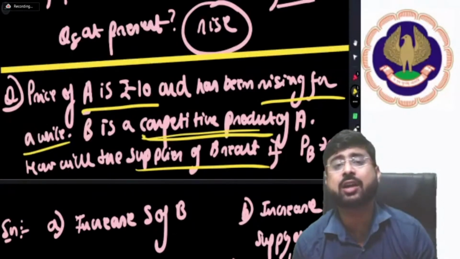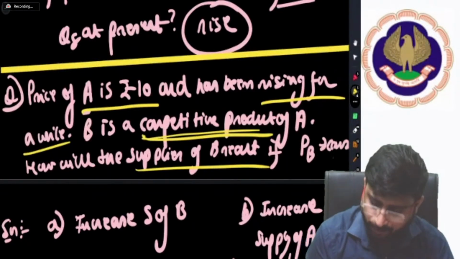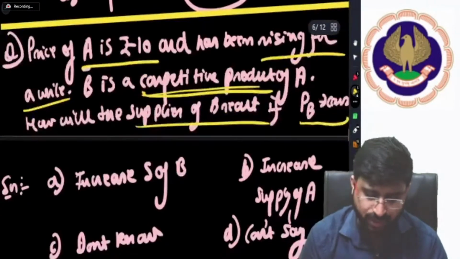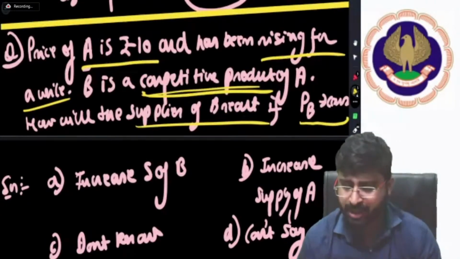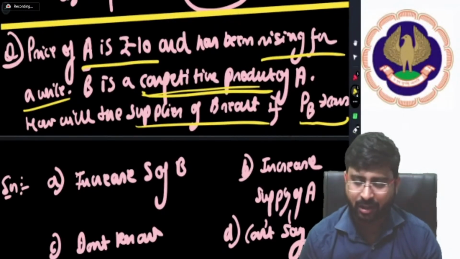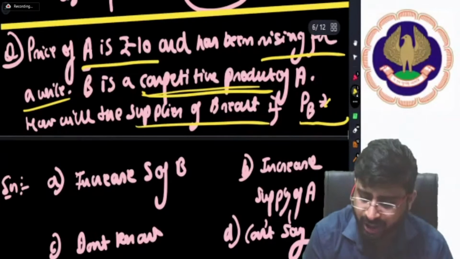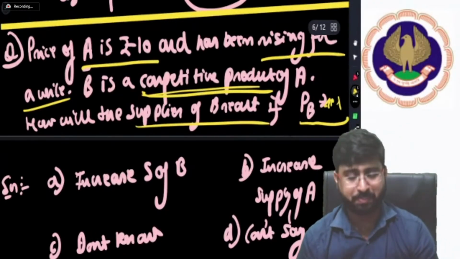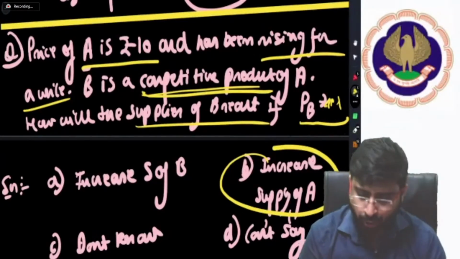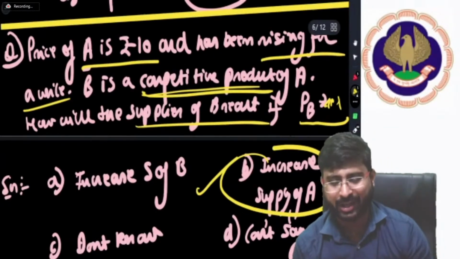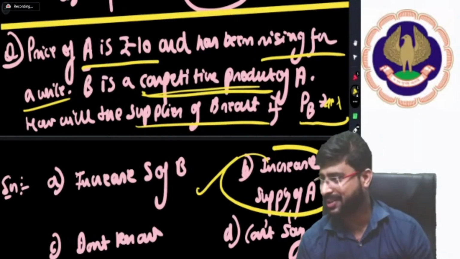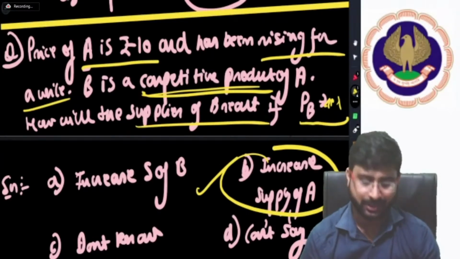So B and A are competitive products. How will the supplier of B react if the price of B will reduce? Your answer will obviously be, sir, if the price of B is reducing, the producer will shift to increasing supply of A. So the answer is increased supply of A if the price of B is going to fall.